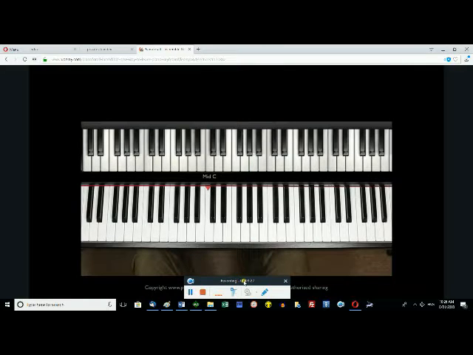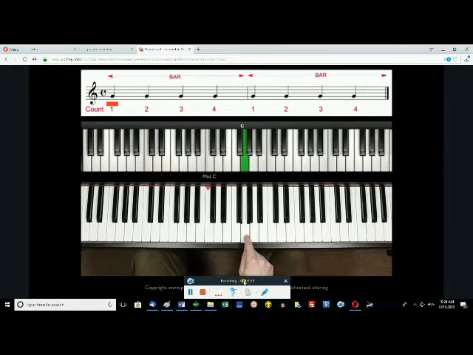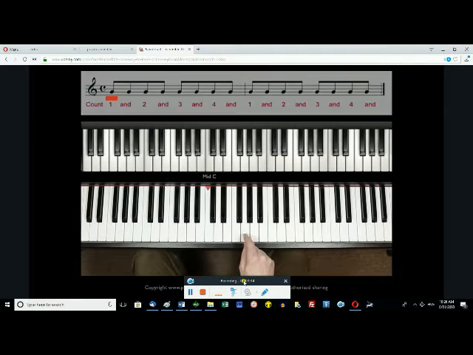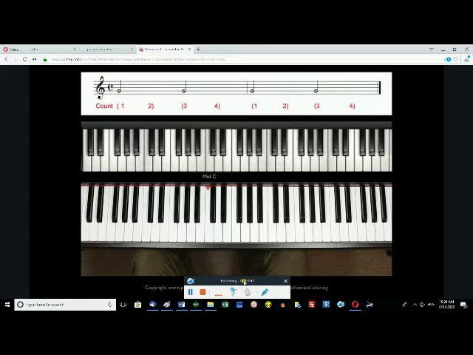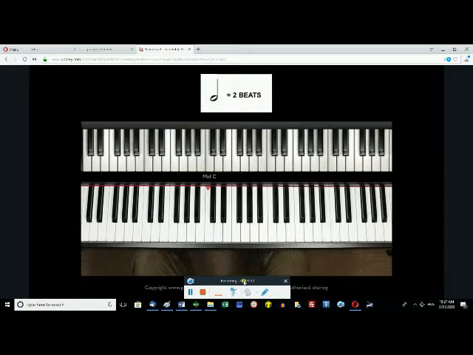So the previous 2 bars, 4 beats in each bar, would be 1, 2, 3, 4. These are half beats, so they're 1 and 2 and 3 and 4 and. Notes can also be held for 2 beats. So let's look at that. 1, 2, 3, 4. 1, 2, 3, 4. And there's the symbol for 2 beats. It's like the letter O with a line coming up from it. It's called a minim or half note.